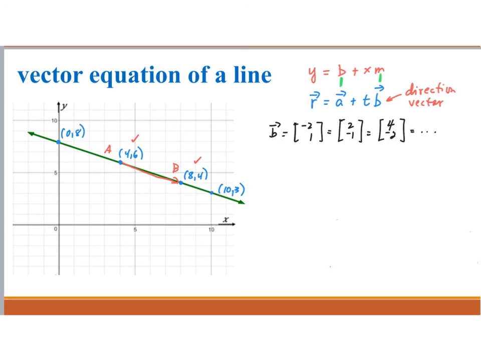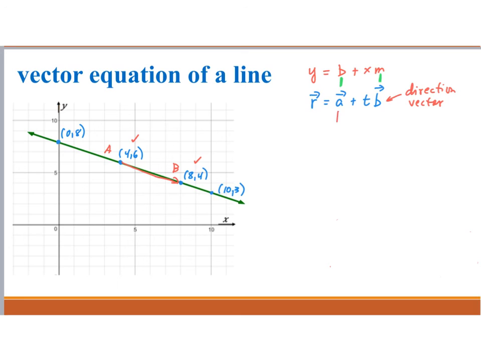So already we have found a few different combinations of components for the direction vector using only 2 points, and this could go, so we have negative 2, 1, 2, negative 1, 4, negative 2, and this can go on and on and on as you choose any 2 points on the line.